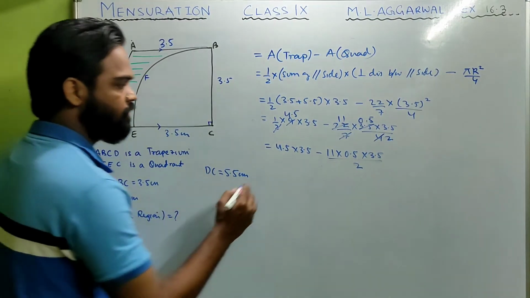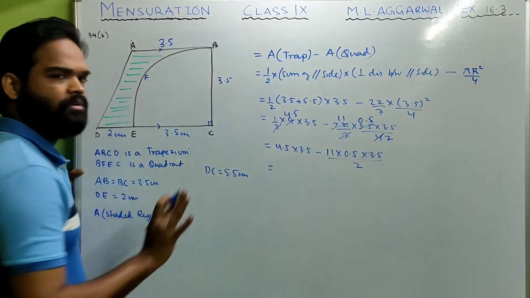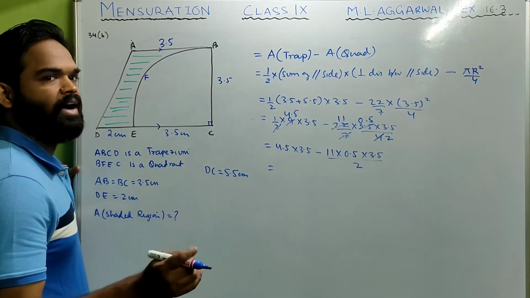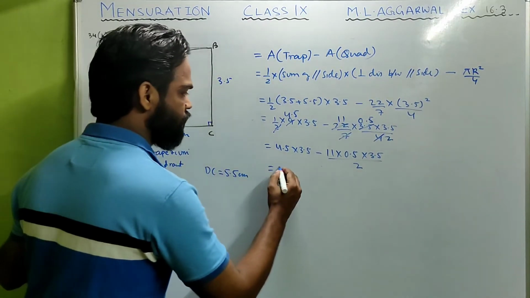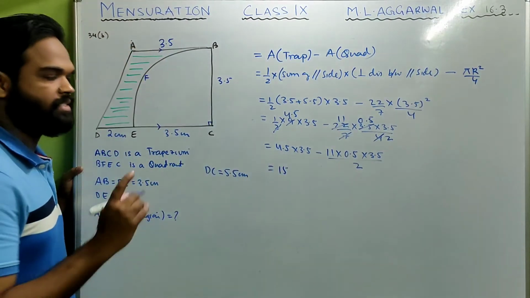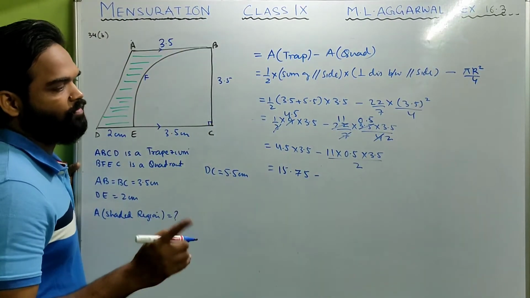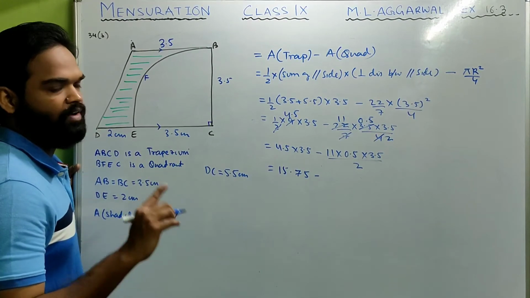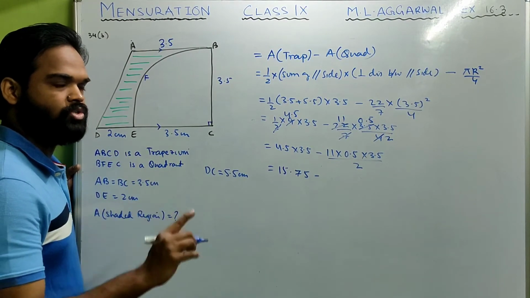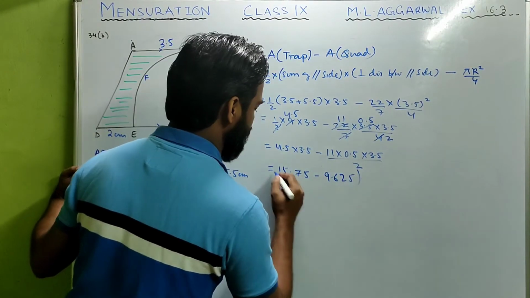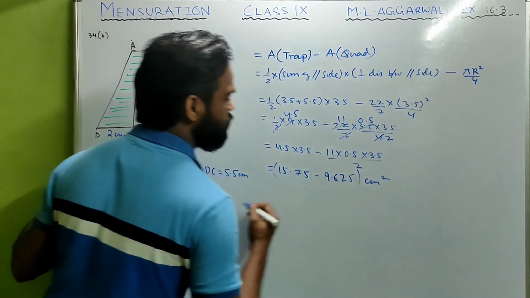Am I correct? So now you can do your calculation very easily. 4.5 multiplied by 3.5 will be 15.75. Okay, and 11 multiplied by 0.5 is 5.5. Then 5.5 multiplied by 3.5 by 2 will be 9.625. Just subtract the two and get the answer.